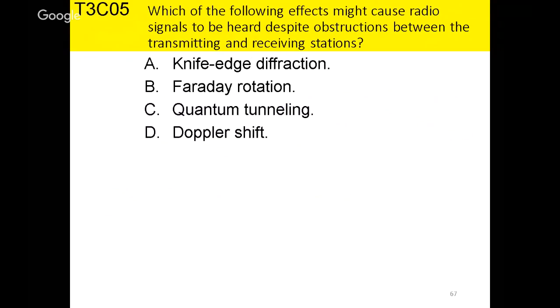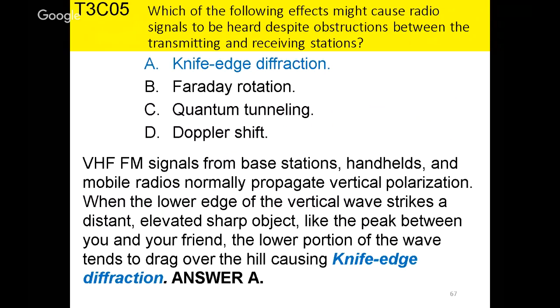Which of the following effects might cause radio signals to be heard despite obstructions between transmitting and receiving stations? We talked about this before. I kind of gave you some examples. There is a thing called knife edge diffraction. What happens there is there's a vertical polarization, and your signal will propagate when the lower edge of the vertical wave strikes a distant, elevated, sharp object like the peak between you and your friend. The lower portion of the wave tends to drag over the hill, causing a knife edge diffraction.